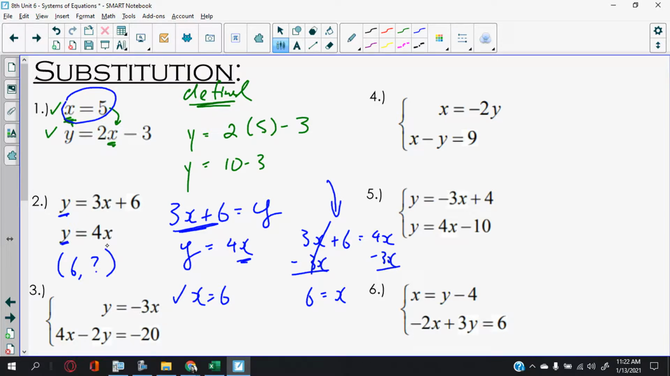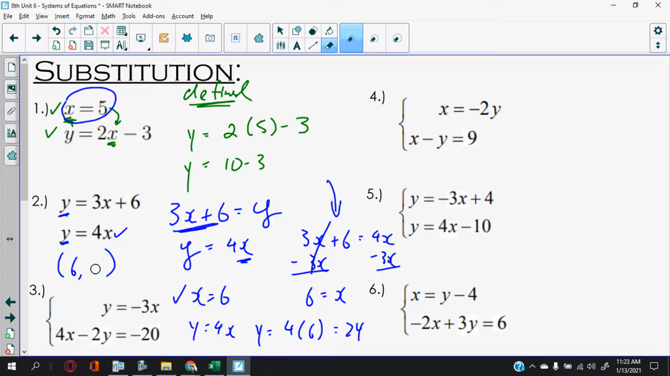Okay, so I'm going to pick this one because that's the easy one. So y is equal to 4x. That means y is equal to 4 times 6. That's 24. By the way, you can use either one because y is going to come out to be 24 no matter what. So that means our point is 6 comma 24. And that's the solution.